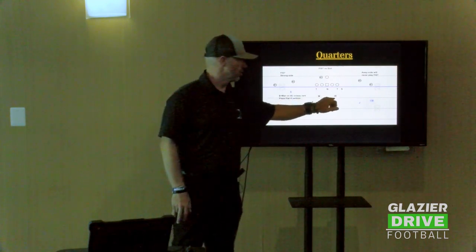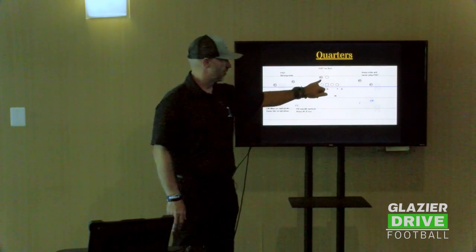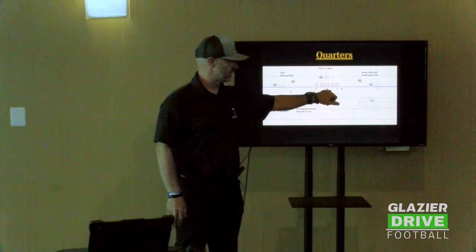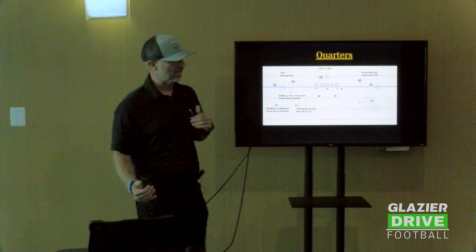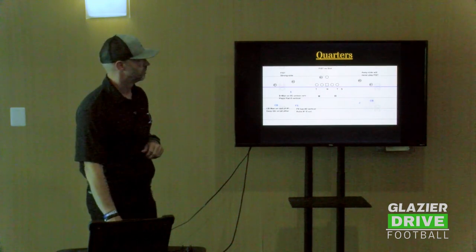The Mike and the Will at that point have number 3 man-to-man out of the backfield. If number 3 goes the opposite way, the other inside linebacker will be the rat man, and he takes any crossing route to him and puts a body on that crossing route.